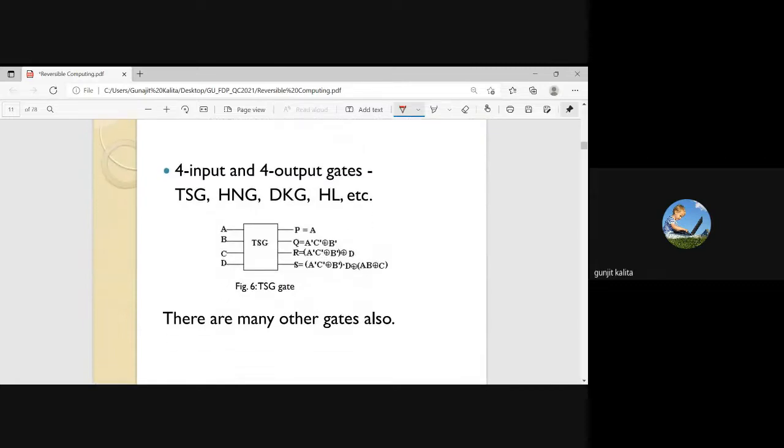Anyway, in a similar way, there may be 4 input and 4 output gates, or many other gates like that. This is one example, the ESG gate. Lots of gates are available, as I told you. If you notice, this gate has 4 inputs and 4 outputs. The functions are like this: the first output will be the same, the second will be like this, and so on.